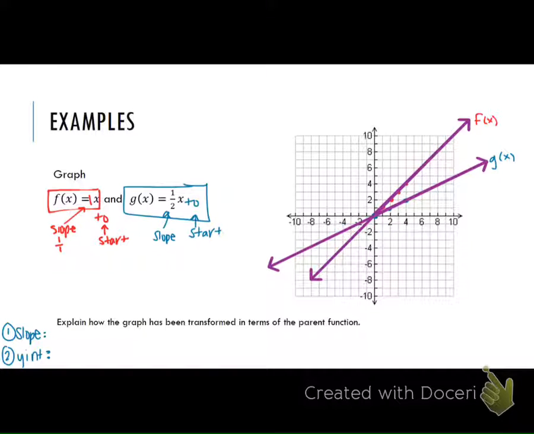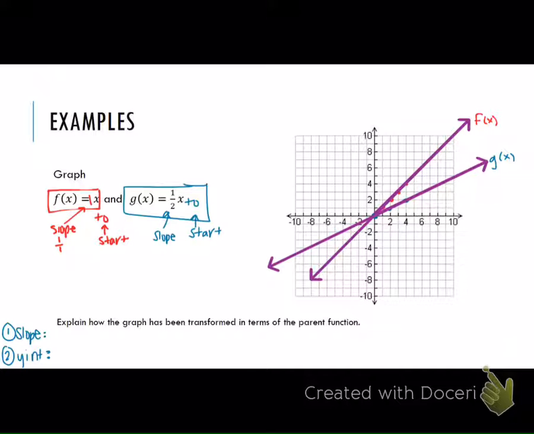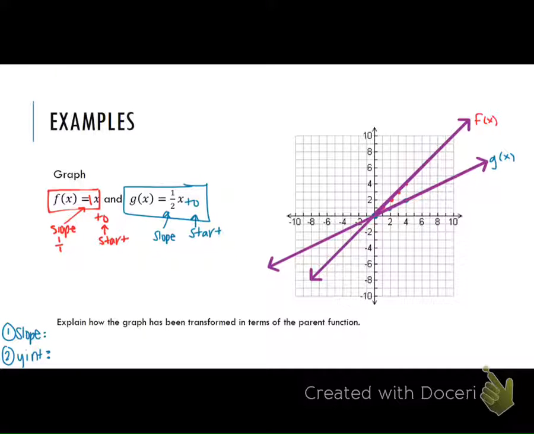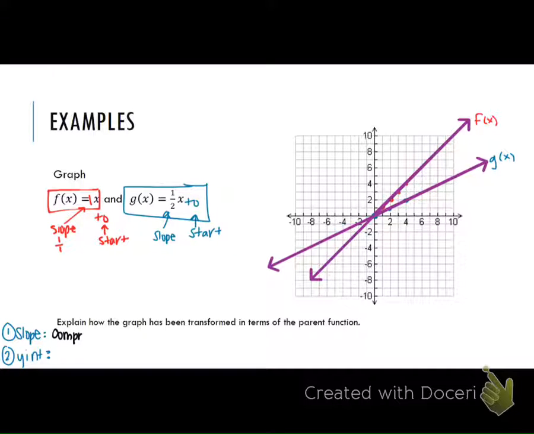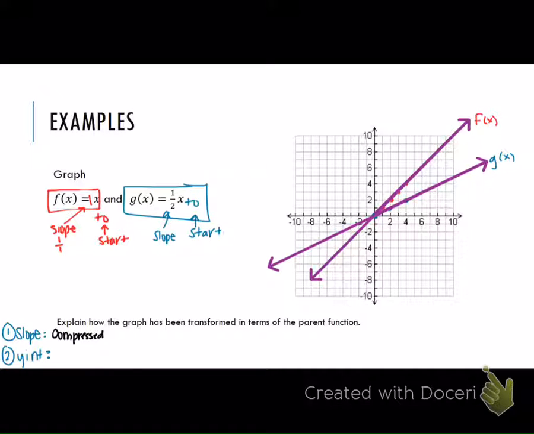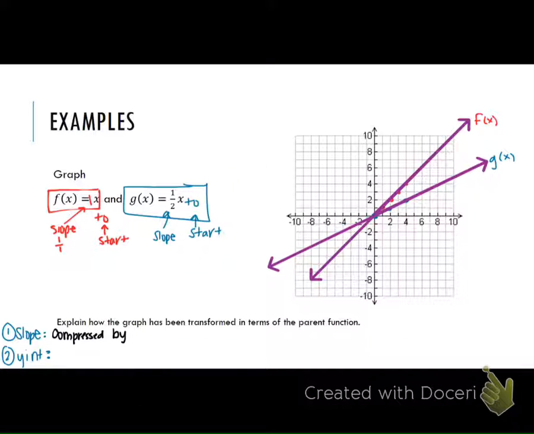Okay, how has my slope changed? Remember, f of x is the parent, and this is my new one. It's compressed. It's less steep, right? And what is the factor it's compressed by? The slope is a half, so it's compressed by a half. Is it reflected at all? No. So it's less steep, which means compressed, and it's by the factor of the slope.